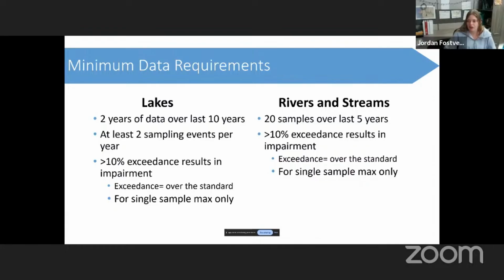There's also something called a geometric mean, but you have to collect samples at a much higher frequency for that, and we don't even collect samples at a high enough frequency to do the geometric mean. I'll explain that more in a few slides. So for rivers and streams, it requires 20 samples over the last 5 years, and it's the same. Greater than 10% exceedance results in impairment. And again, just for the single sample maximum.